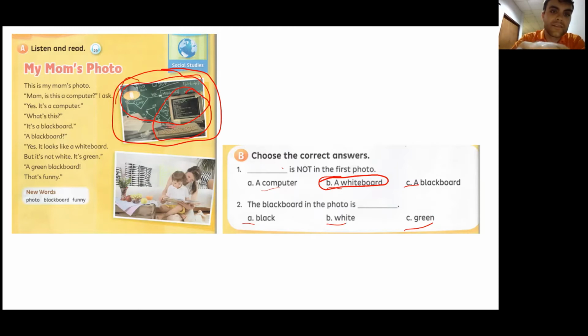Well, what color is this board? Is it white? No. Is it black? No. Is it red? No. Is it green? Yeah, it's green. That's what's funny, is that even though it's green, we call it a blackboard. Don't ask me why, but we do.